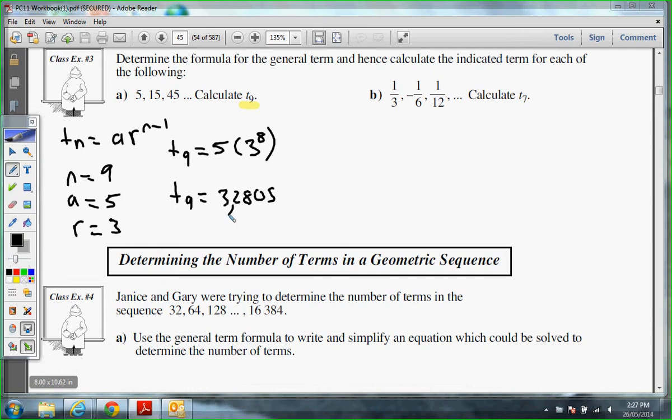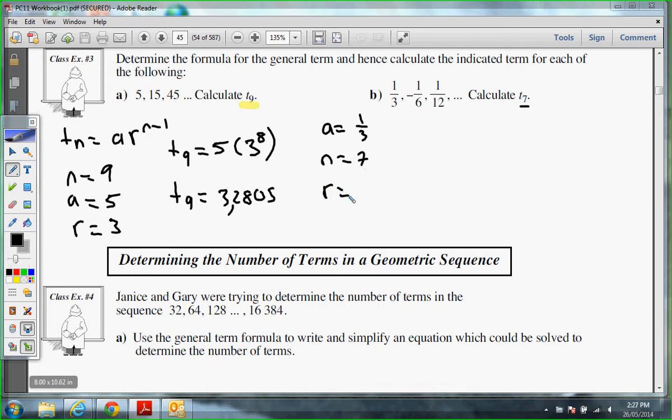Okay, let's try B. So with B, I don't have to write B, do I? For B, I have A is 1/3. The n they want is 7. And then my R I need to figure out really quick.